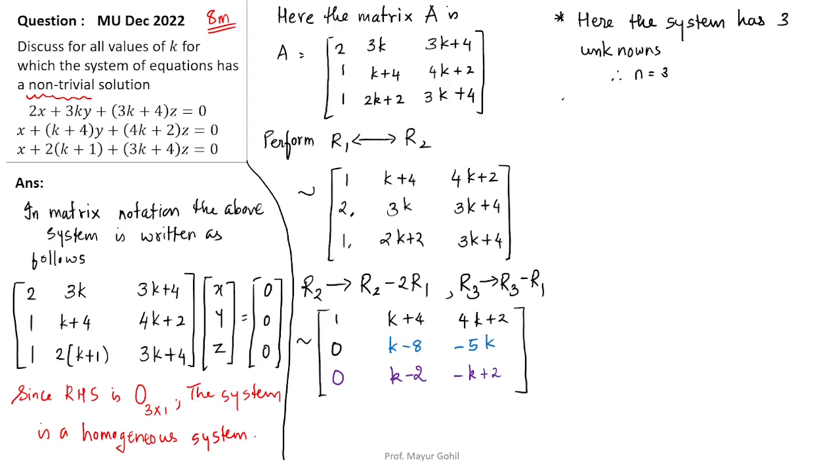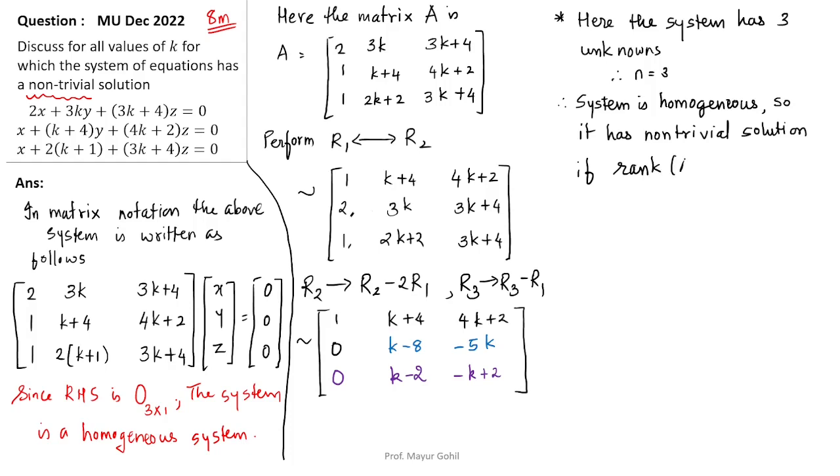Okay. Now, system is homogeneous, so it has non-trivial solution if rank of A is less than 3. This is what is the thing.